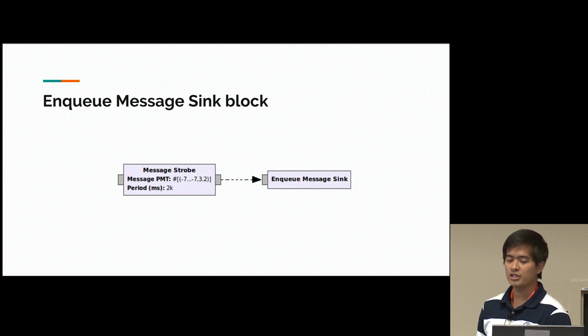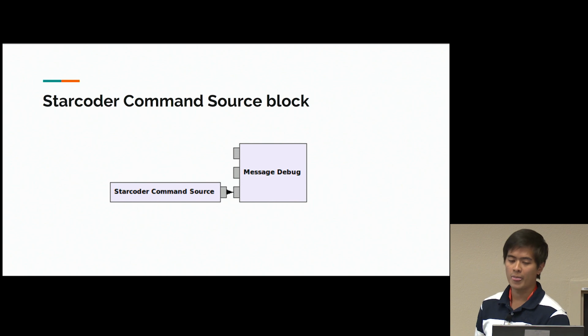So the Enqueue Message Sink block is used to send PMTs from the flow graph to the Starcoder client. So here's a message strobe just sending PMTs every 2 seconds to the block. And the Starcoder source block gets the PMT message from the Starcoder client and sends it to the flow graph. So here's the block sending any received commands for printing via the message debug block. A flow graph can contain any number of these command sources and message sinks. So you can just communicate with all of them via the same bidirectional stream by just using their ID.